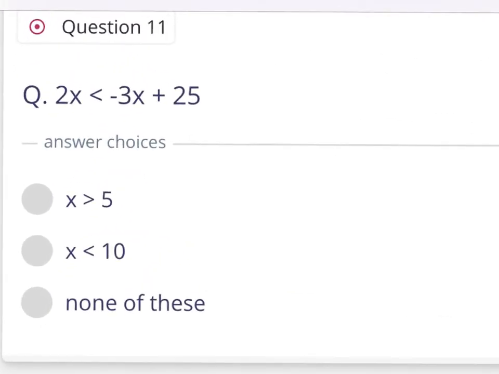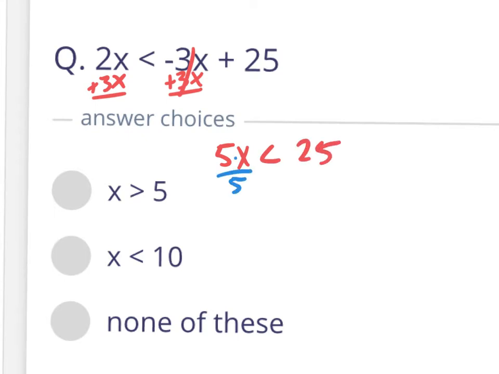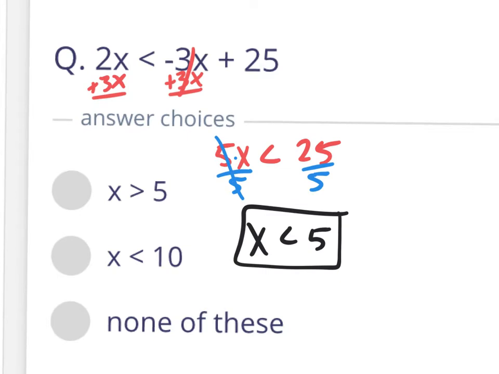Number 11, we have an inequality. How do we solve inequalities? The same way we solve equations. The only difference is that on your last step, if you multiply or divide by a negative, you have to flip that inequality symbol. So let's add 3x here, add 3x over here. We will end up with, let me write it down here, 5x is less than 25. Final step will be to get rid of that multiplication of 5 by dividing by 5. That'll cancel. We will end up with x being less than 5. X is less than 5. There's your answer. Moving on to the next question.